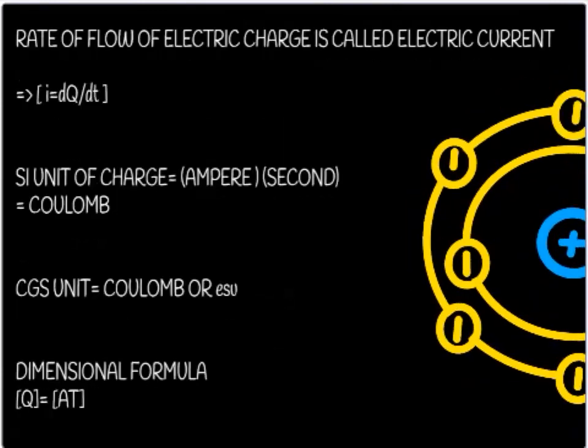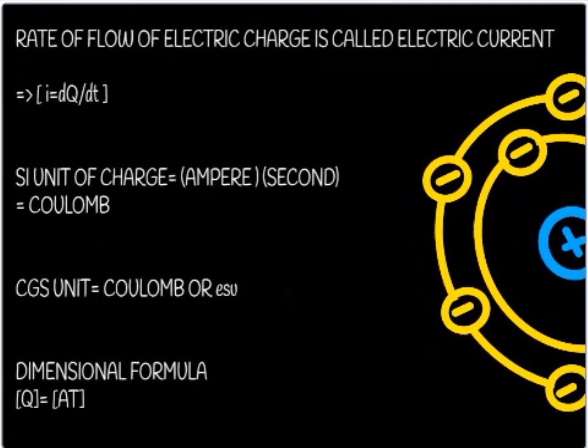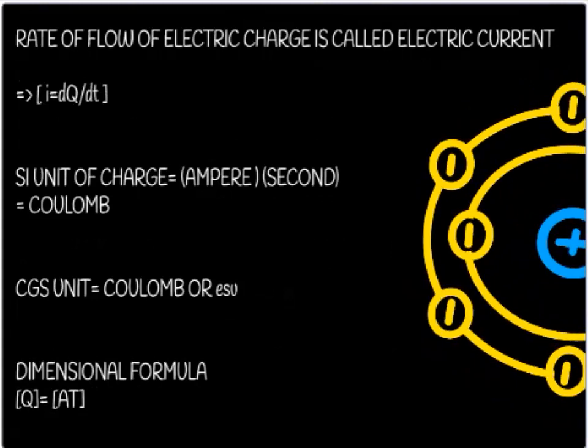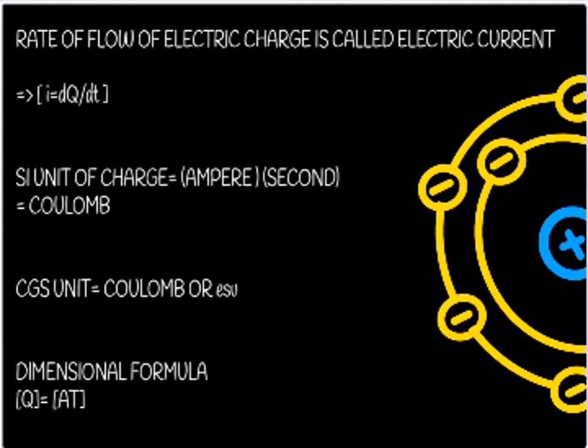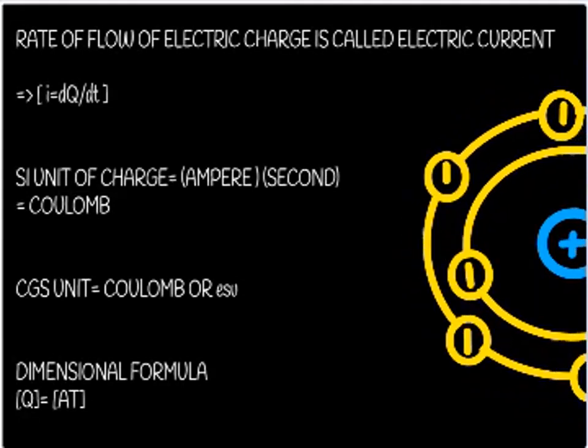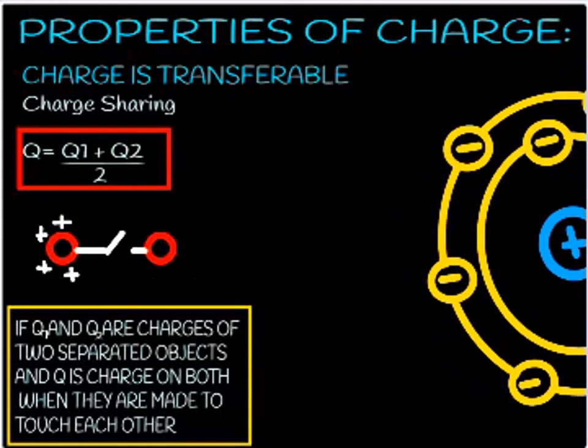Differentiation of charge with respect to time, or rate of flow of charge with respect to time, is called electric current. SI unit of charge is ampere times second, or coulomb. CGS unit is coulomb or ESU. Dimensional formula of charge is Q equals AT. We will start now with the properties of charge.